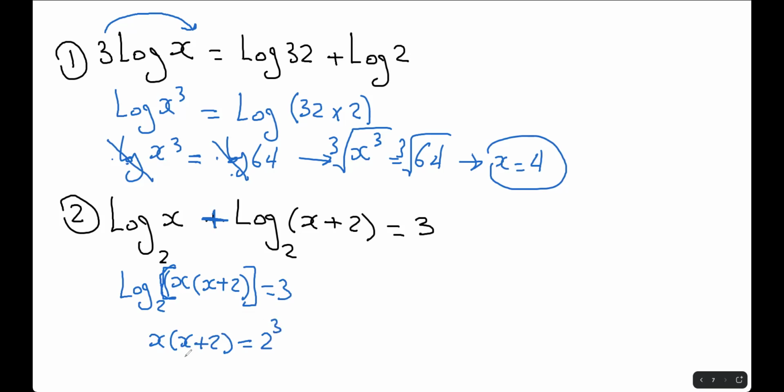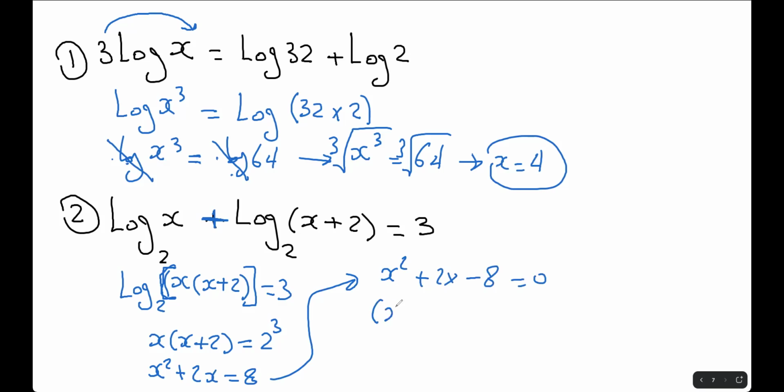Now I get x squared plus 2x equals 8. Moving to this side, x squared plus 2x minus 8 equals 0. Now if I factor this, I get (x minus 2)(x plus 4) equals 0, and therefore x equals 2 and negative 4. Now, when you get the answers, you have to take both numbers and put them back into the original.